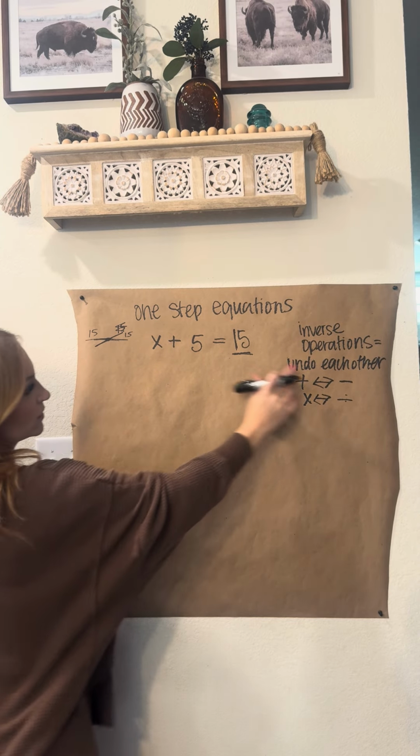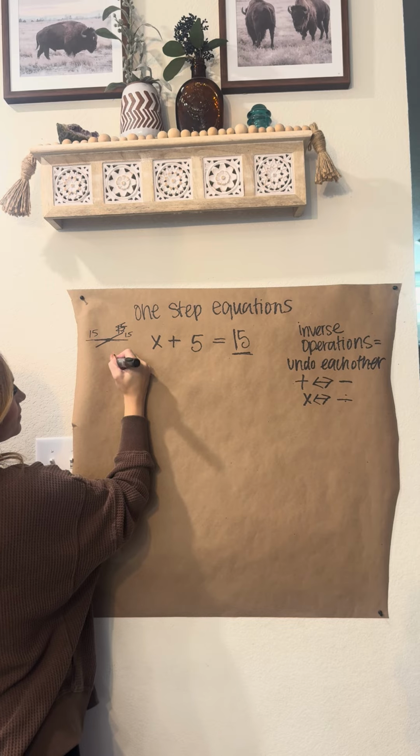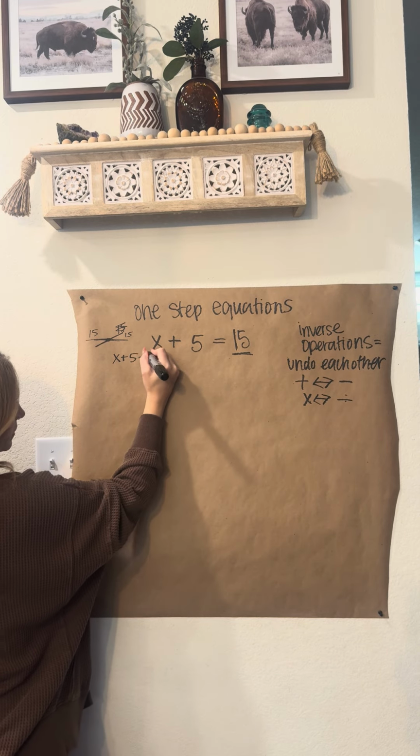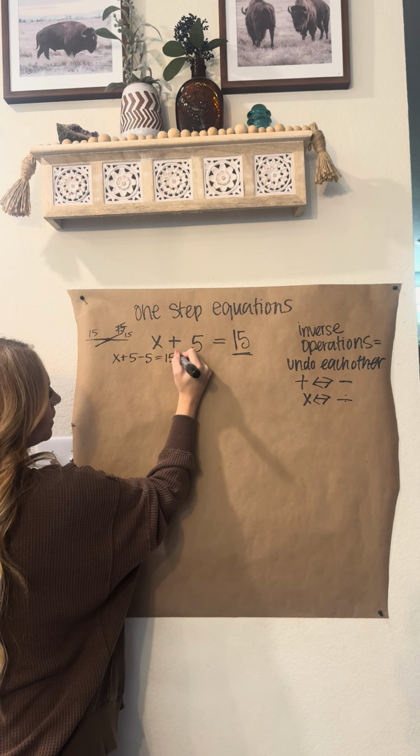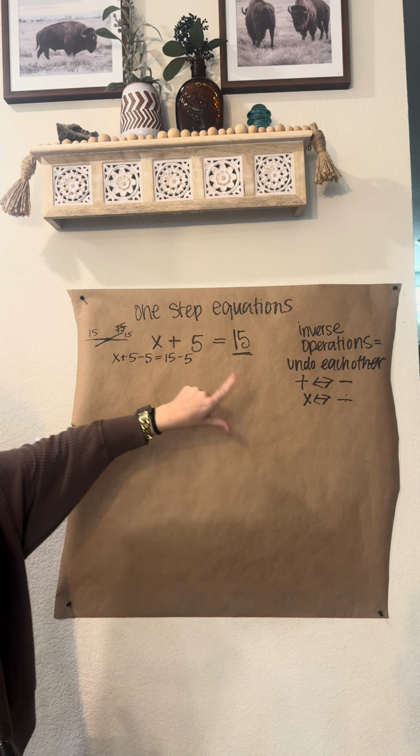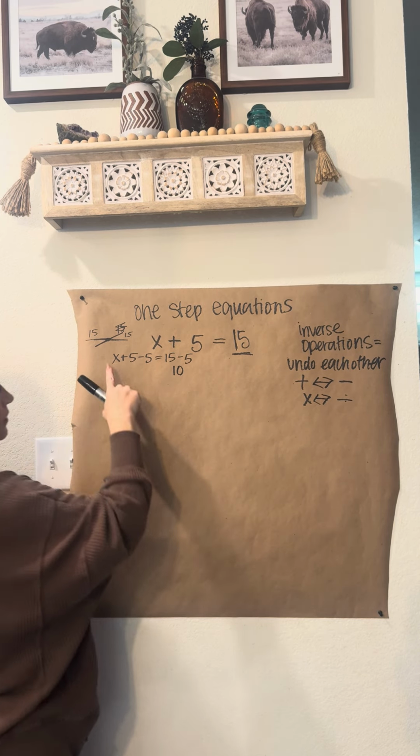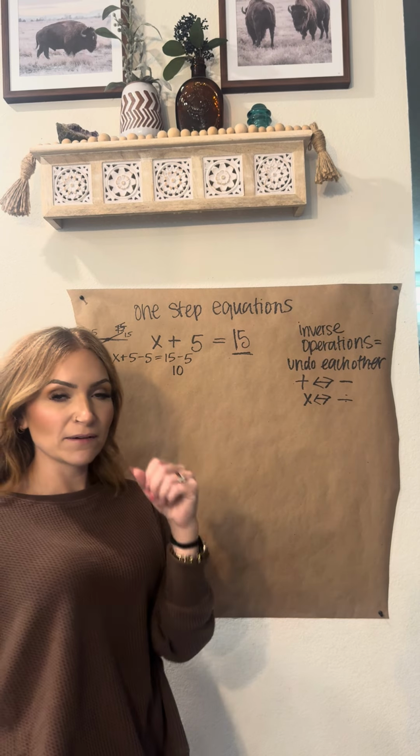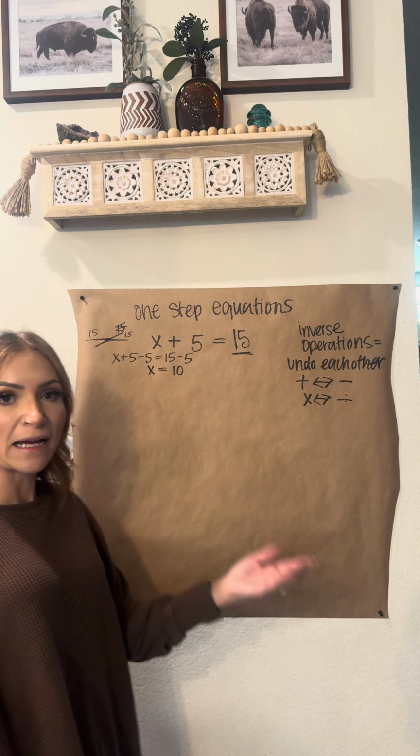So what we're gonna do is our inverse operation, which is subtraction. So we're gonna take x plus 5, inverse operation, take away 5, equals 15, take away 5. So let's do this math. 15 minus 5 is 10, right? 10. So 5 minus 5 is 0, right? So we're left with just x. So x equals 10. That's exactly what we wanted to happen, right?